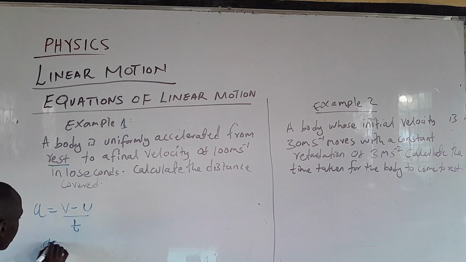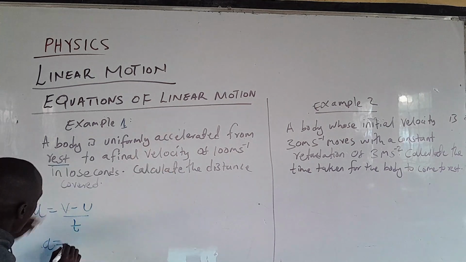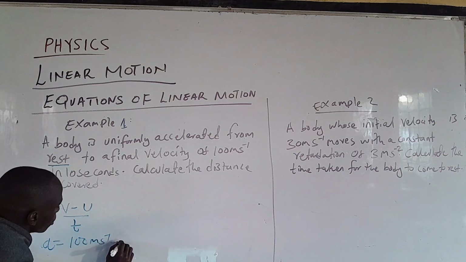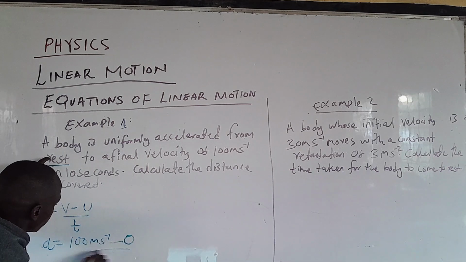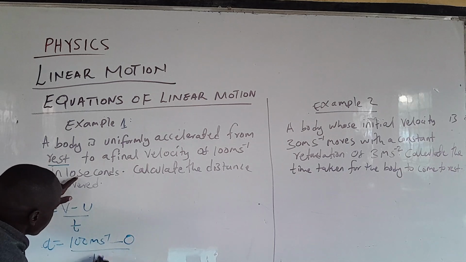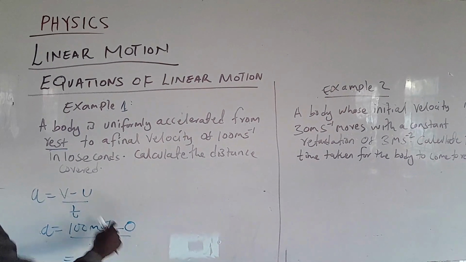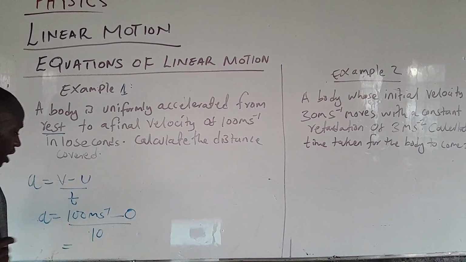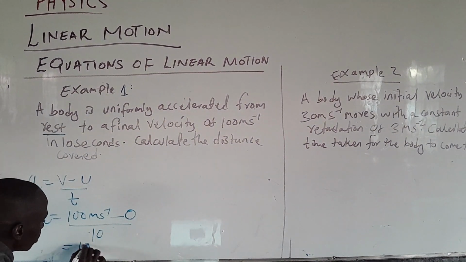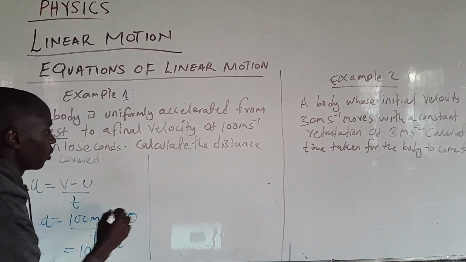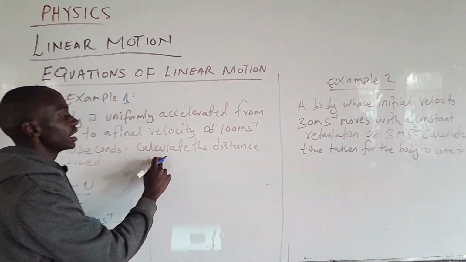taken. So acceleration a will be v, 100 meters per second, minus u, that is from rest 0, divided by the time taken, which is 10 seconds. So here 100 minus 0 is 100, divided by 10, we get 10 meters per second squared. That is our acceleration. We now move to calculate the distance.